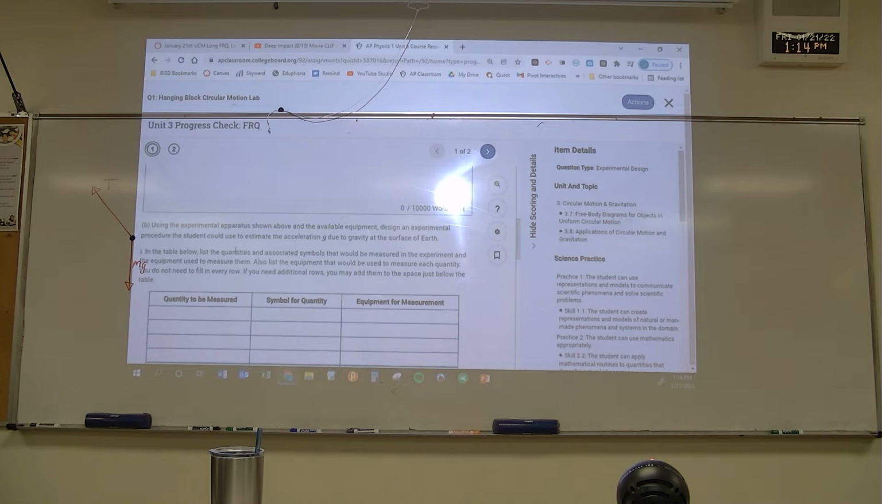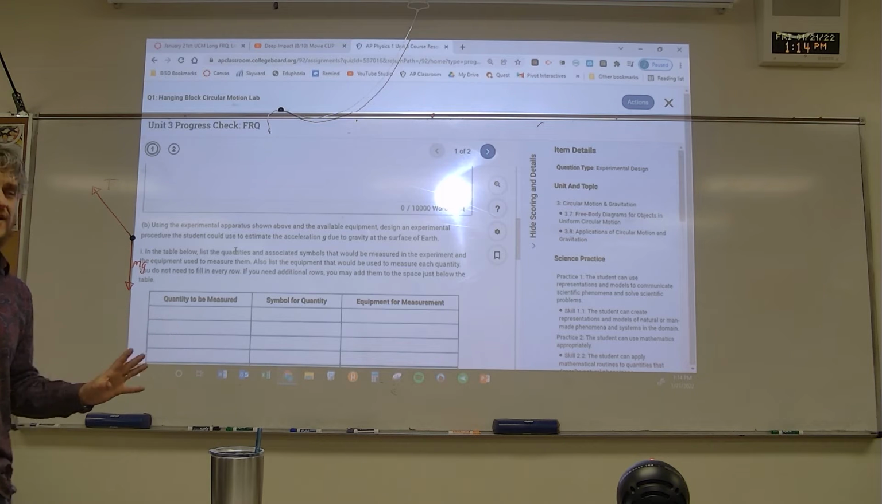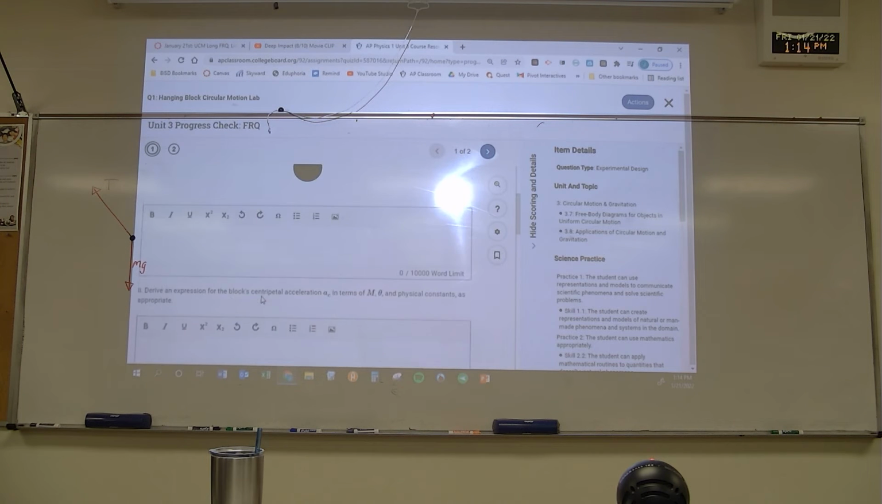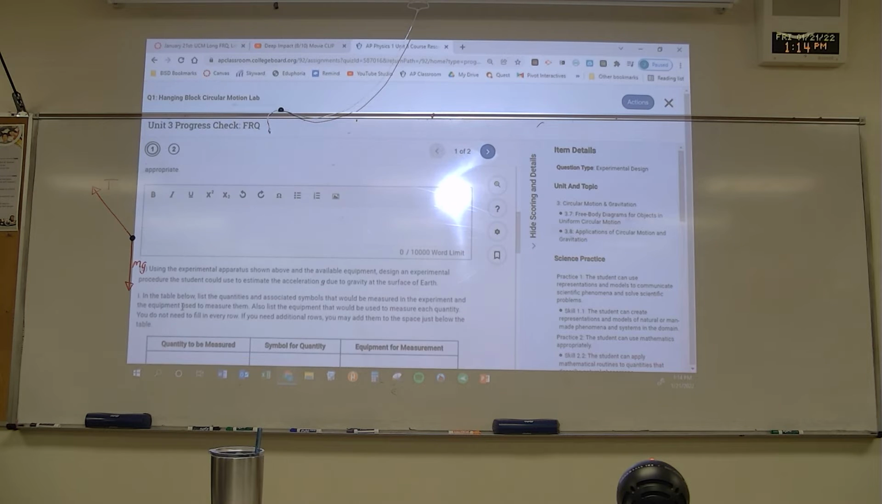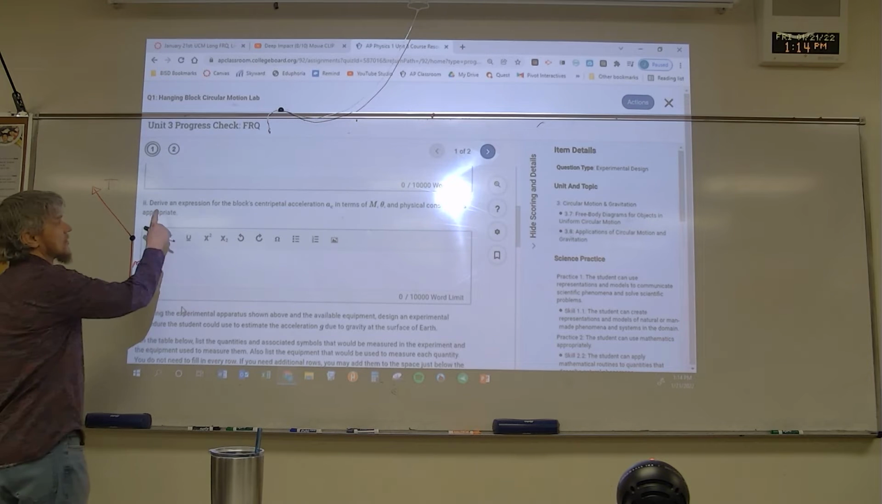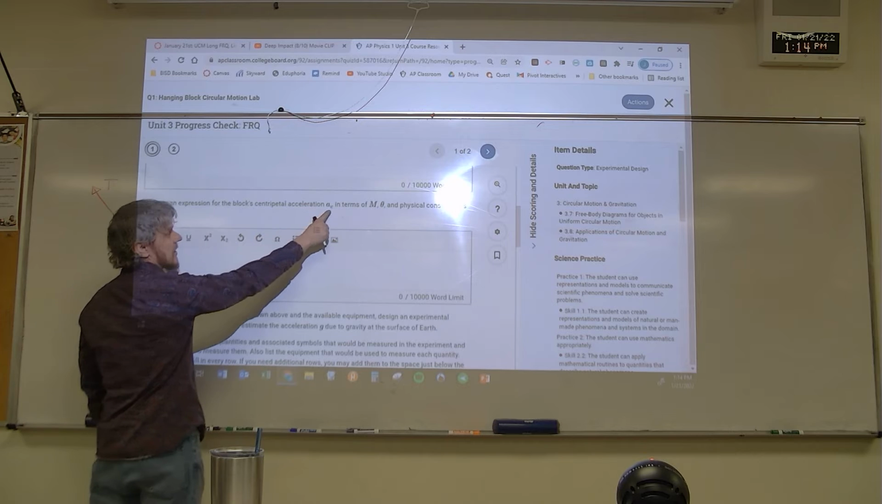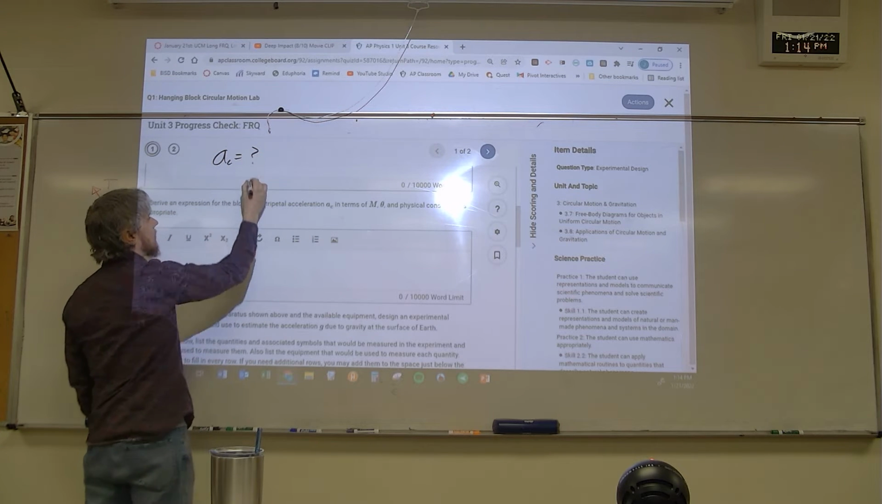I am going to go through these first parts kind of quickly because it's a later part of the problem that involves the important part of today, which is linearization. So, A double I, derive an expression for the block's centripetal acceleration a_c in terms of the mass m, theta, and physical constants as appropriate. All right. Now notice, just derive an expression for the block's centripetal acceleration a_c. That's what I'm looking for.